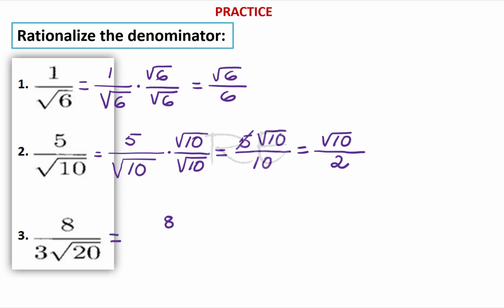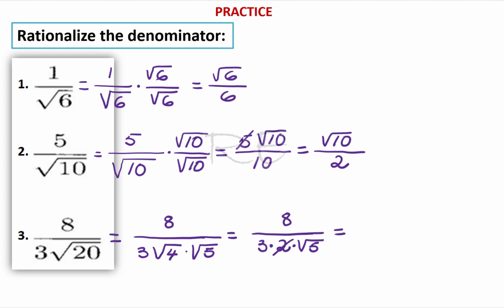For number 3, we are going to simplify before we rationalize the denominator. Square root of 20 is square root of 4 times square root of 5. We obtain 8 divided by 3 times 2 square root of 5. Square root of 4 is 2. And 2 goes into itself once. 3 times square root of 5 into 8, 4 times.